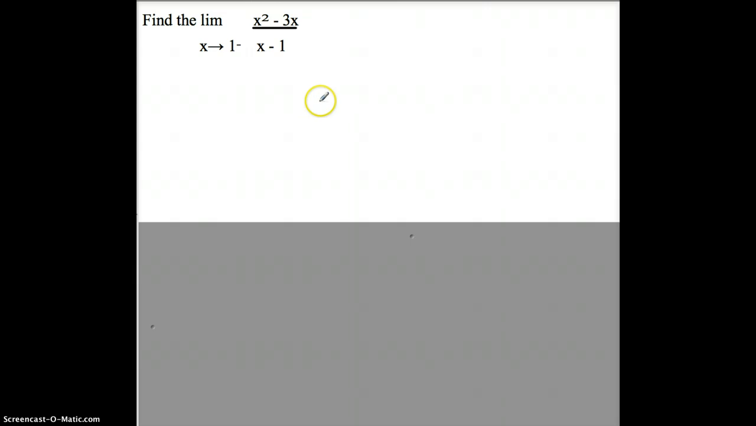Let's find the limit of x squared minus 3x over x minus 1. If we factor it, you notice that nothing cancels. So we know at x equals 1, we have a vertical asymptote. But how do we know what the limit is? Are we approaching positive infinity or negative infinity?